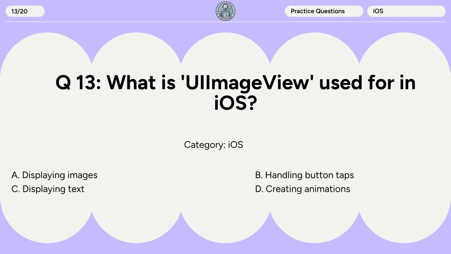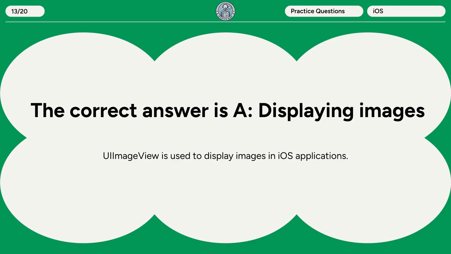Question 13. What is UIImageView used for in iOS? A. Displaying images. B. Handling button taps. C. Displaying text. D. Creating animations. The correct answer is A. Displaying images. UIImageView is used to display images in iOS applications.